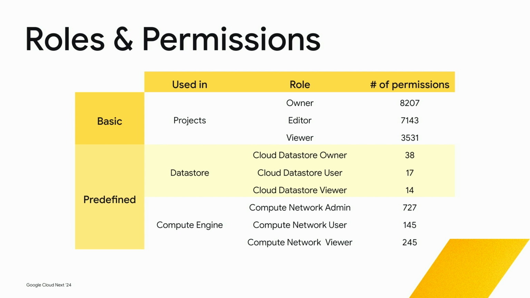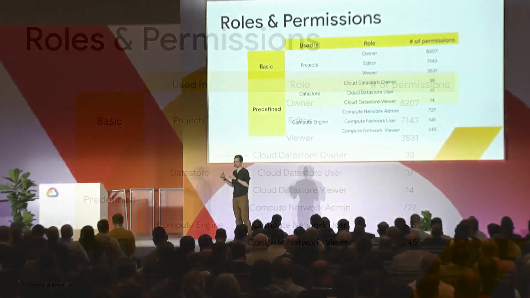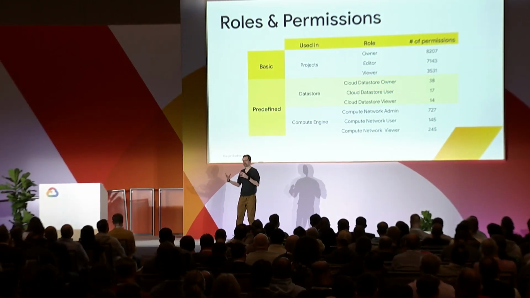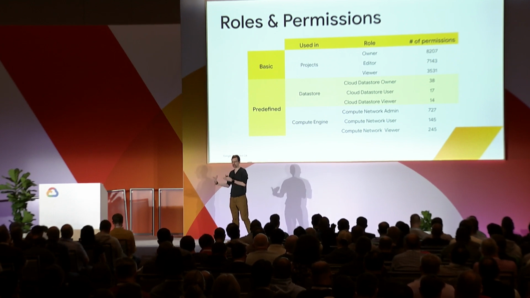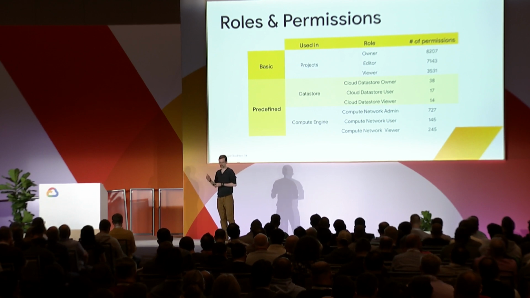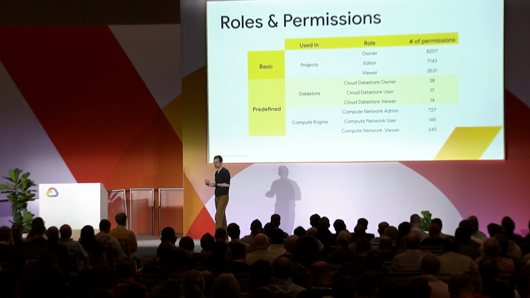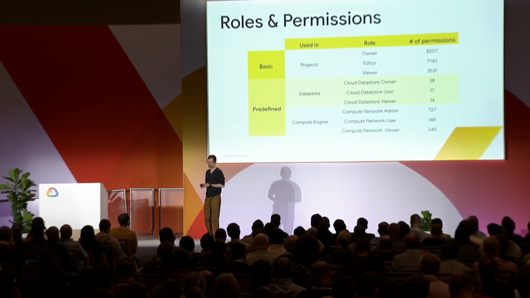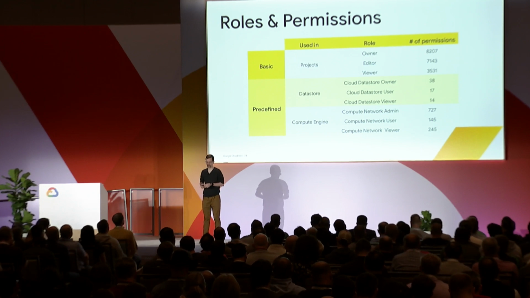Then there's a number of predefined roles, and these are typically roles that are defined based on individual services within Google Cloud. So for example, Google Cloud Storage, you might have the Cloud Storage object owner or bucket owner type of permissions roles. And these have a much smaller number of permissions, but these are typically based on a particular service or a particular product within Google Cloud. So either Datastore or Compute Engine. Within each of these, there may be a number of different types of roles depending on the types of resources within that product.